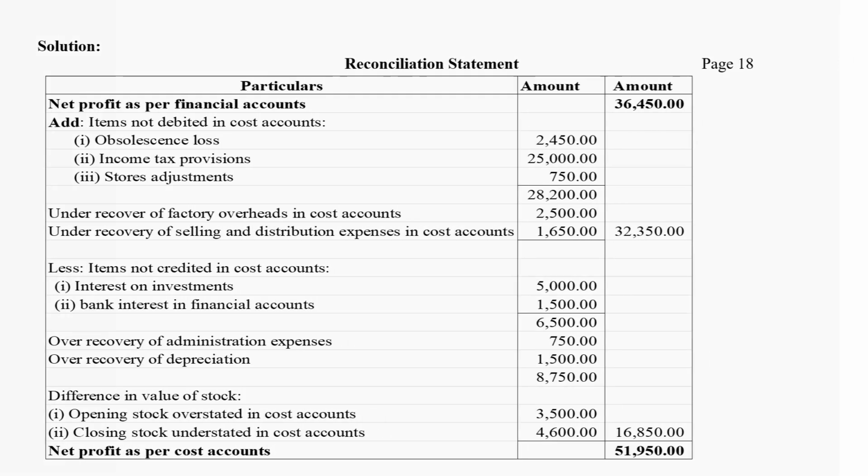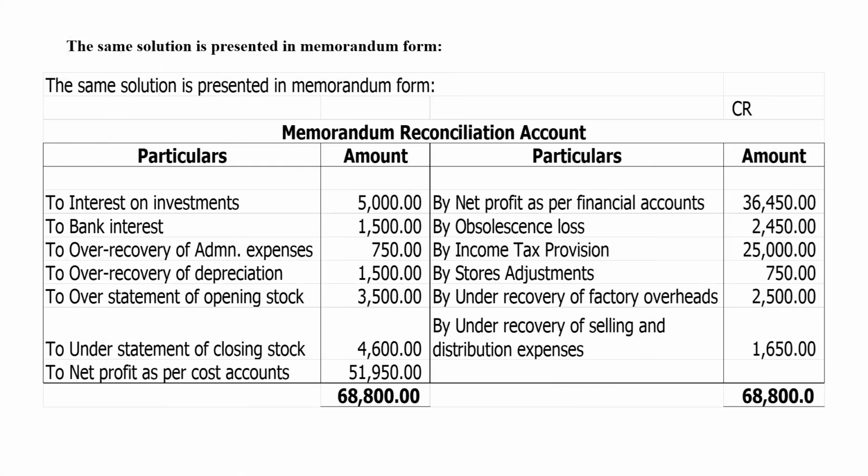The same thing we can prepare using the memorandum reconciliation account. It is a debit and credit account. This is the format: this is the debit side, this is the credit side. Here also, on the credit side the starting point is the profit. The profit we started with is the credit point. Then I credit whatever items were to be added. On the debit side, whatever items were to be deducted. Then the net balancing figure will be the profit as per cost accounts.